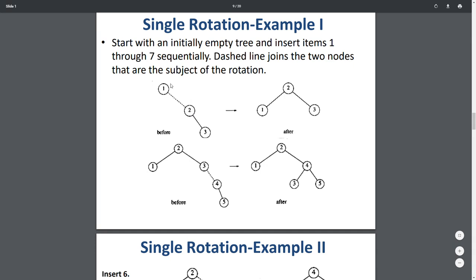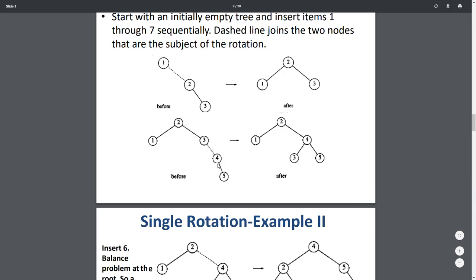So 2 becomes the root node, with 1 on the left of 2 and 3 on the right. Now 0, 0, 0. The balance factor of all nodes is 0, so the tree is balanced. Now insert 4. Up to 4 the tree is balanced. If we insert 5, then the balance factor of 2 is 1 minus 3, that is -2. The balance factor of 3 is 0 minus 2, that is -2. Here it is -1 and 5 is 0. So 2 and 3 have balance factor -2 and -2.